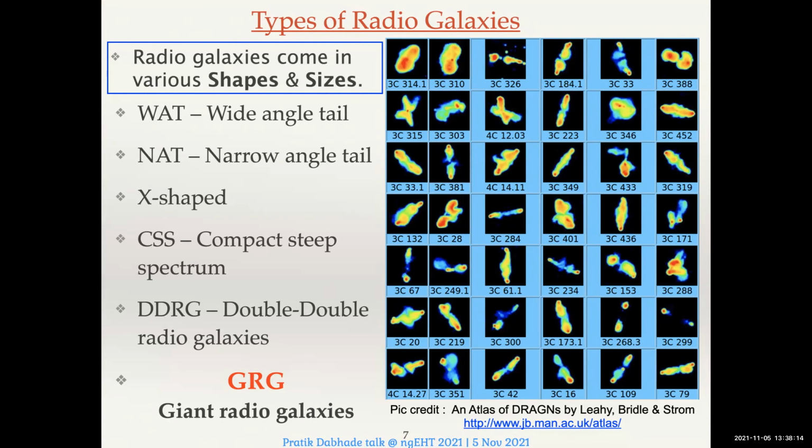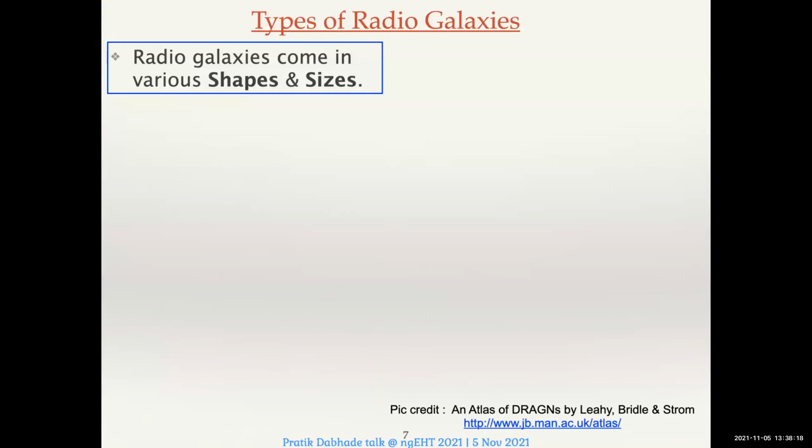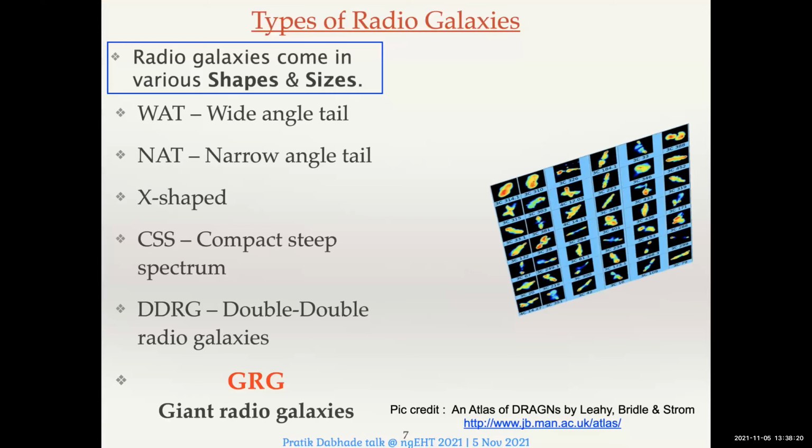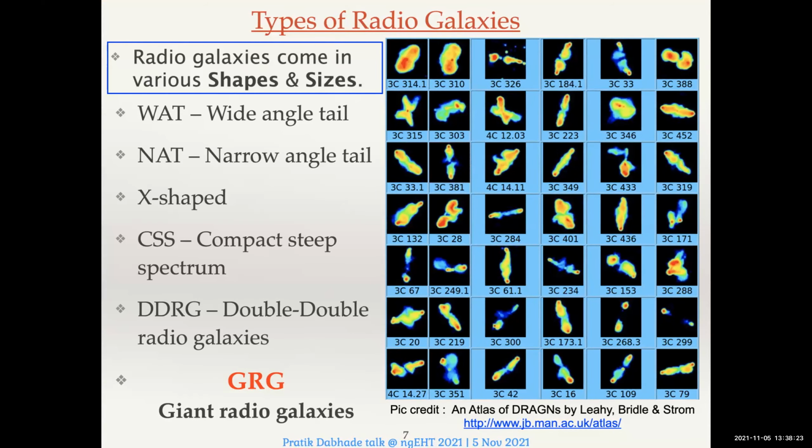Just a minute, I'll just try to move this here. Sorry about this. Yeah. And radio astronomers have classified them as per their features. So we have wide angle tail, narrow angle tail. But the one we are interested in is the giant radio galaxies.